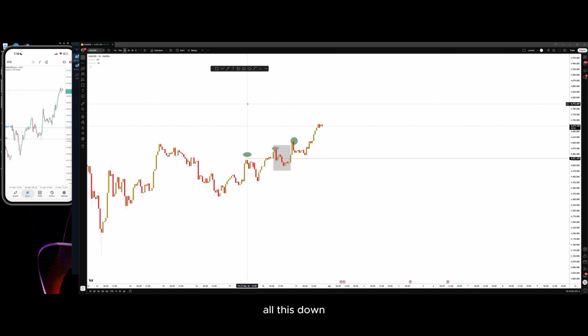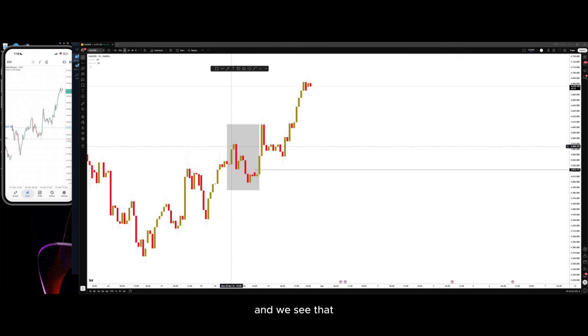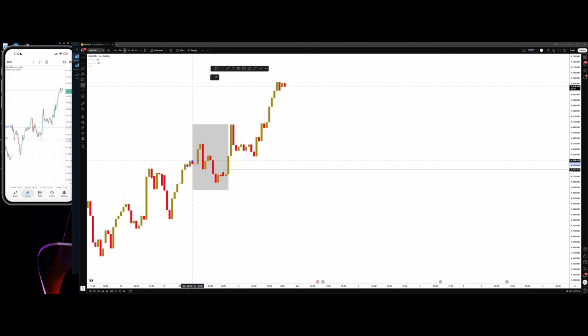So let's break all this down. Matter of fact, I'm going to delete this and break this down right here. And then remember, my entry came from right around this level. So the 4-hour makes a high, the 1-hour starts correcting. We go to the 1-hour time frame and we see that price is making a low, lower high, lower low. And the thing here is people normally think that this means the trend is going back down or is starting to downtrend. But remember, the 4-hour made a new high.